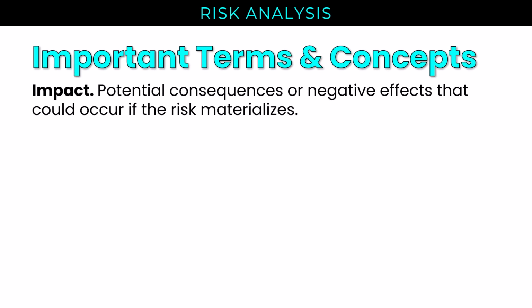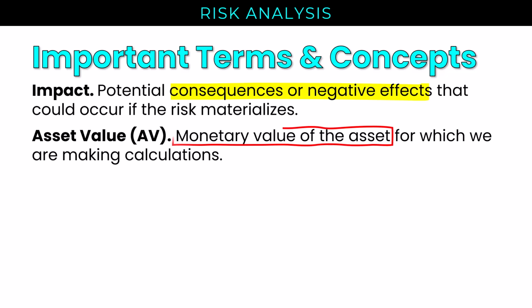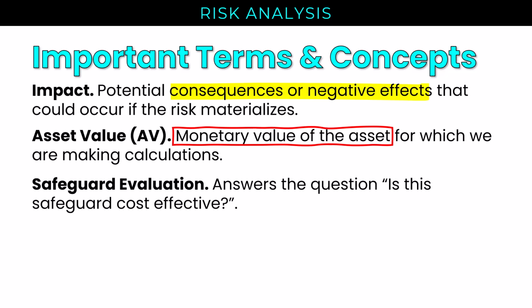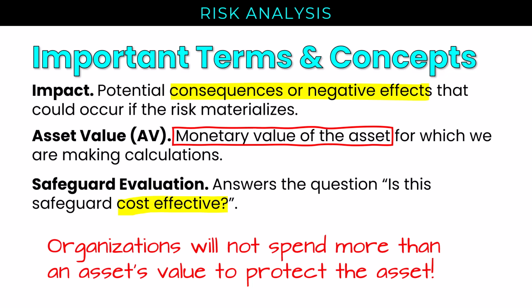So we're going to start with some important terminology, some terms you'll want to be familiar with before we get to the formulas. So we'll start with impact, which is the potential consequence or negative effect that occur if a risk materializes. Asset value is the monetary value of the asset for which we're making calculations. And safeguard evaluation answers the question, is this safeguard cost effective? Because the bottom line is, organizations will not spend more than an asset's value to protect the asset. At that point, they could simply save their money, earn interest, and then pay to replace that asset should a risk be realized.